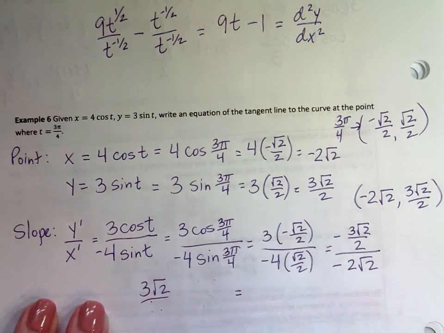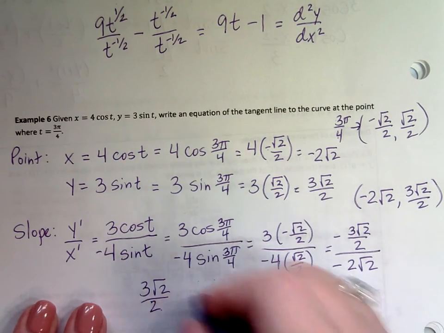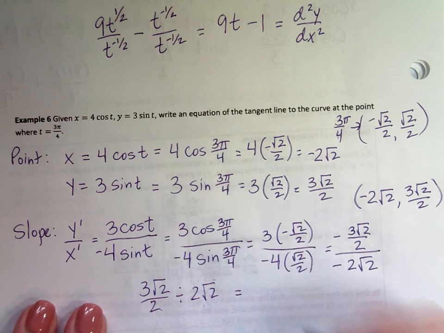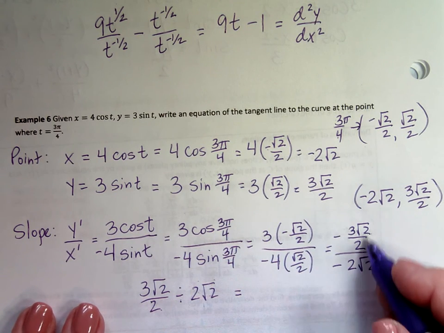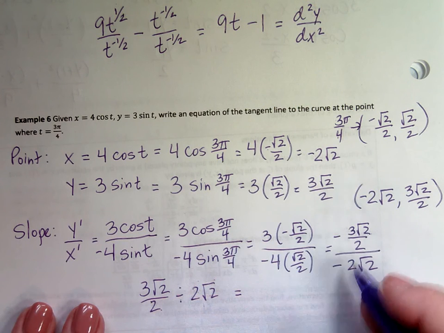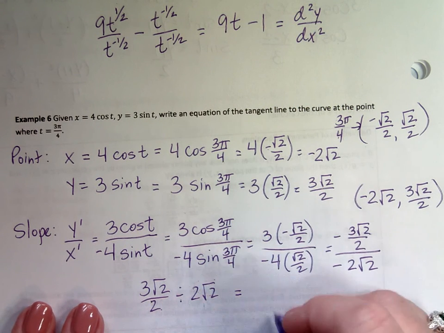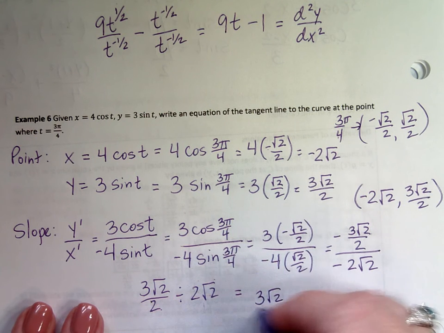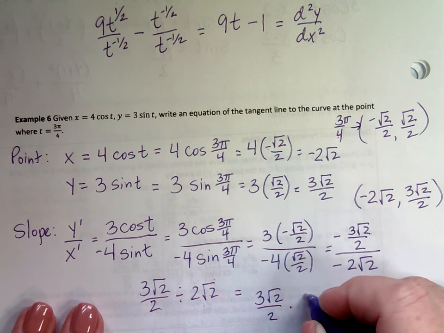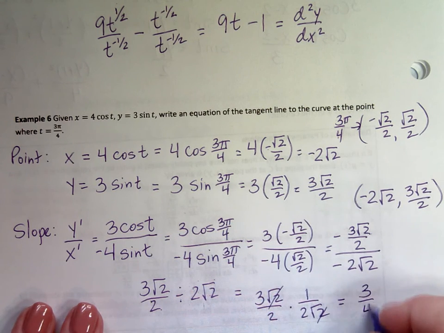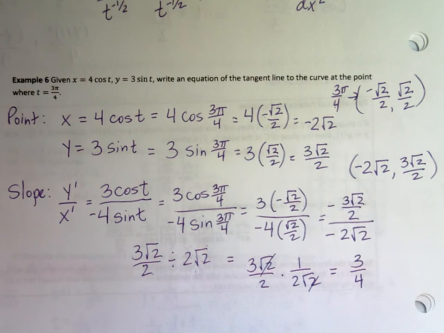All right, divided by, let me do it this way. 2 square root of 2. That's better. So 3 square root of 2 over 2 divided by 2 square root of 2. Again, the negative over negative became positive. And so now let me try keep, change, flip. 3 square root of 2 over 2 times 1 over 2 square root of 2. The square roots of 2 cancel. 2 times 2 is 4. That's better. 3/4.